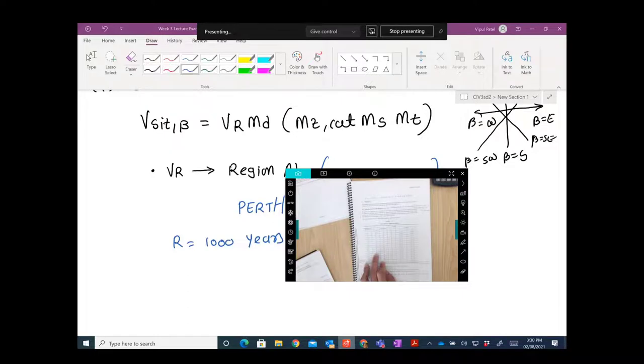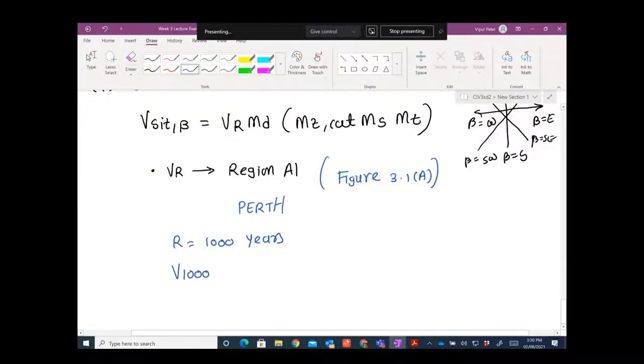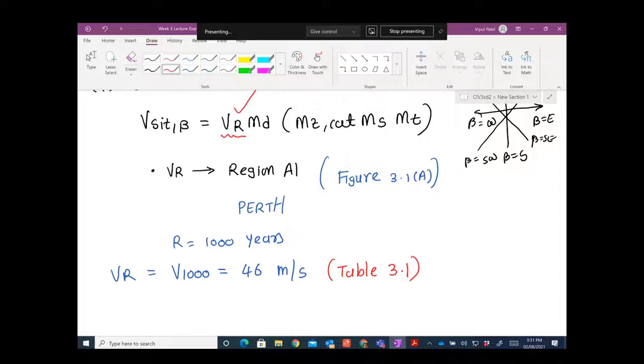Okay, and if I go back to the standards, we have V1000 and we have 46 meters per second for region A. I hope you understand that. So V_R equal to 1000, you have 46 meters per second, and that is coming from Table 3.1. I hope you understand the first one that we have here is V_R equal to 46 meters per second. Let me know if you have any questions. The first one is done. No questions, so let's go for this M_d.